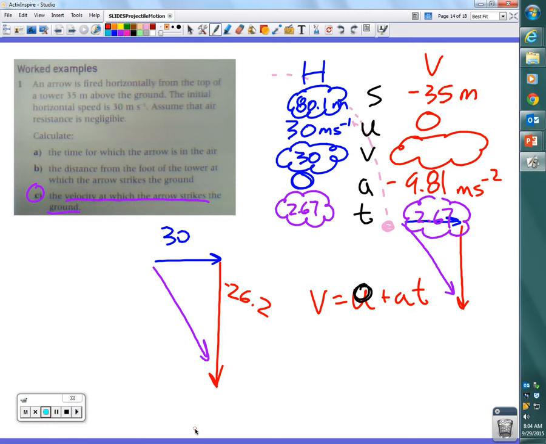So, for example, this arrow problem that we did yesterday was an example of one kind of projectile motion that we refer to as a horizontal launch problem.